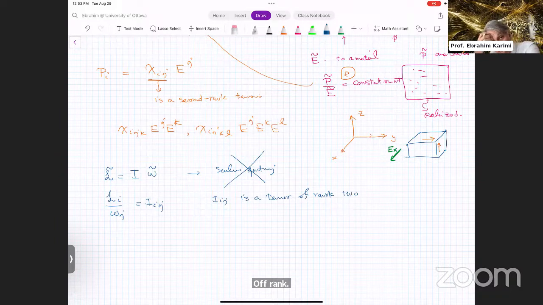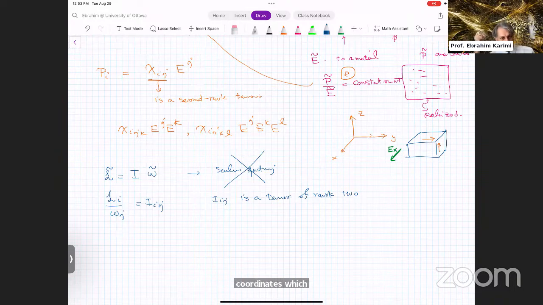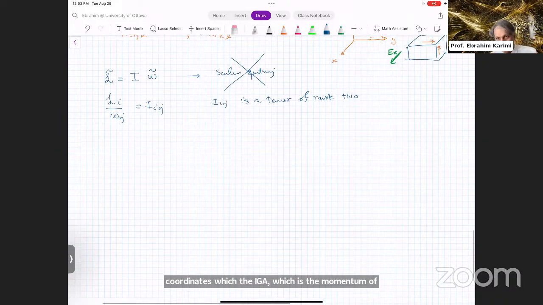Not necessarily is diagonalized, but you can find coordinates in which the I_ij, which is the moment of inertia, is diagonalized. Okay, so is there any question before going to the other topic?